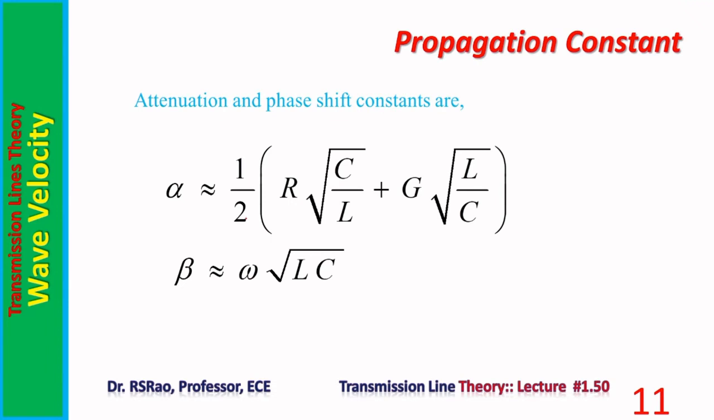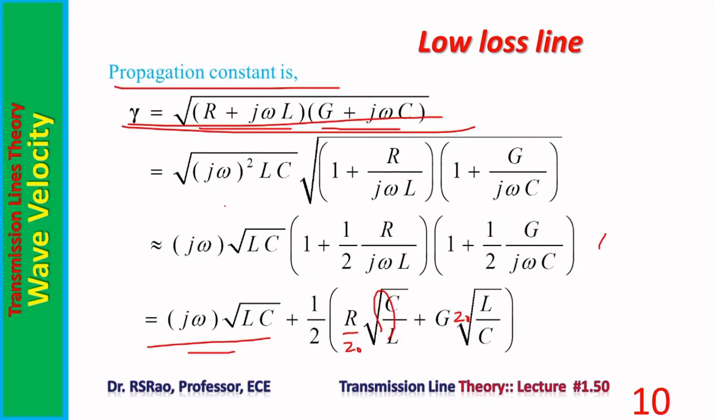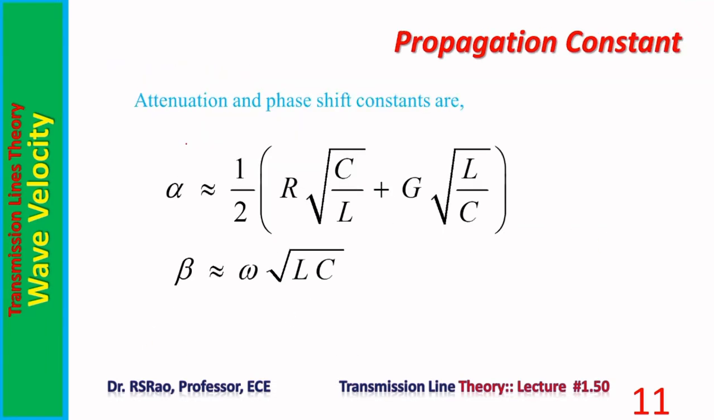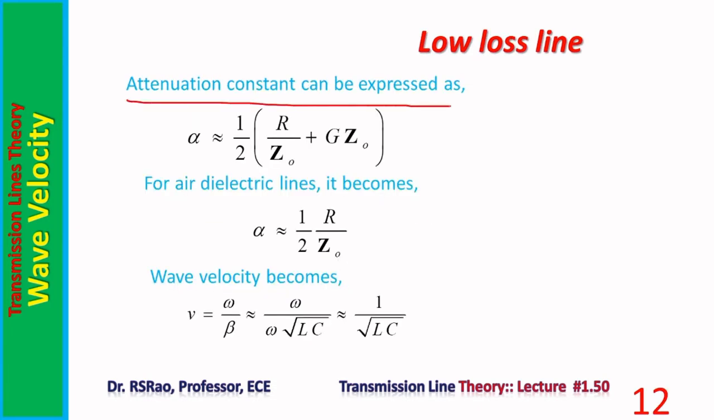That is as far as the propagation constant is concerned. But the real part of the propagation constant is the attenuation constant. The imaginary part is the phase shift constant. So the real part you are getting, alpha, like this. This is the phase shift constant. The attenuation constant can also be expressed for a low loss line. It can be expressed as already mentioned: root C by L can be replaced by 1 by Z naught, and root L by C can be replaced by Z naught. For air dielectric lines, G is negligible. G is 0. Therefore, you are left with half R by Z naught.